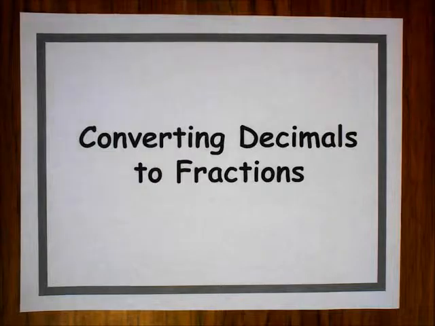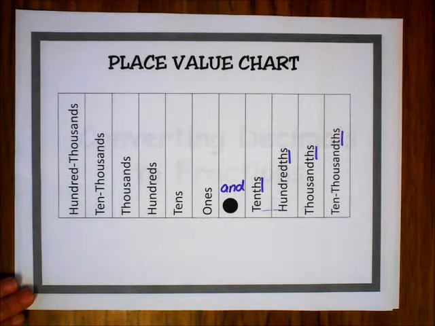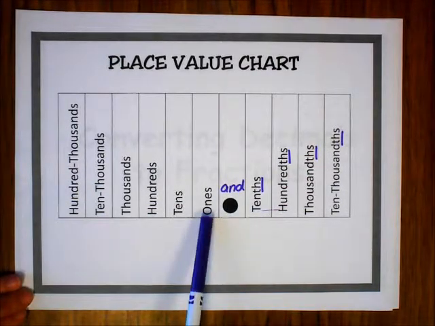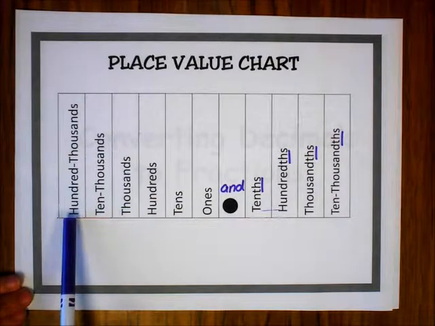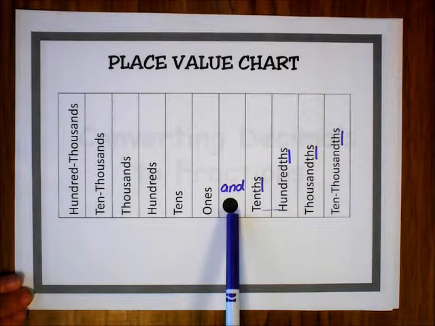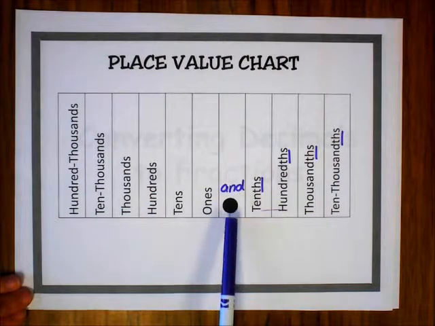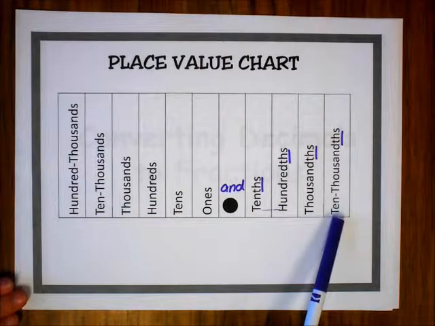Before we begin with today's lesson, let's do a quick review of our place value chart. Remember that in front of the decimal I have the ones, the tens, the hundreds, the thousands, the 10,000s, the 100,000s, and so on. And remember, when I'm reading a number and it has a decimal, I say the word and. Behind the decimal, I have the tenths, the hundredths, the thousandths, and the 10,000ths place. You may need to flip back in your journal if you need to review your place value chart some more.